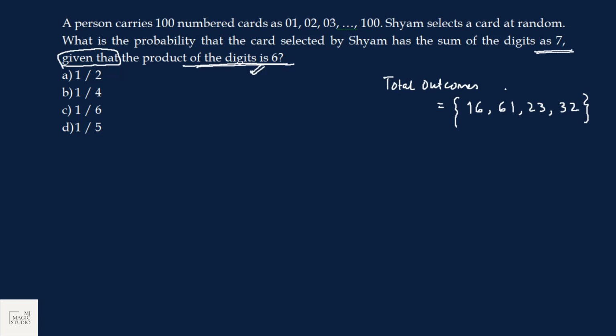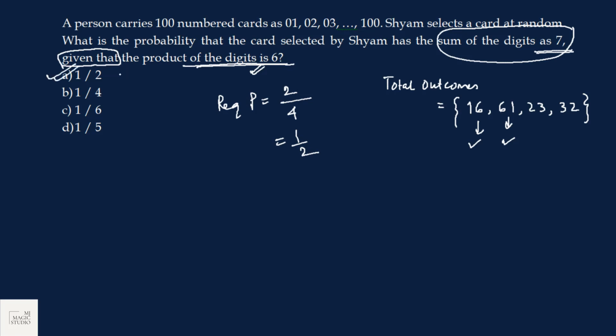Now out of these total outcomes, how many are favorable outcomes such that the sum is 7? Here the sum is 7, here the sum is 7. So out of 4, 2 are favorable. So the required probability is simply 2 favorable out of 4, those being the total outcomes. Answer is 1 by 2, option A.